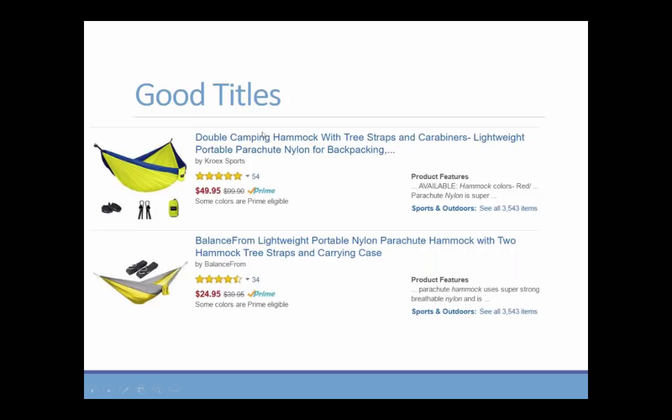For the longer title, with about 76 characters or so, double camping hammock with tree straps. Carabiners may fit, may not. So that's still valuable. And the same with the one below from Balance From. Lightweight portable nylon parachute hammock with 2 hammock tree straps and carrying case. So with all the different lengths of titles and all the different ways they show up, shoppers should still get information that they could use and might cause them to click through for further information.